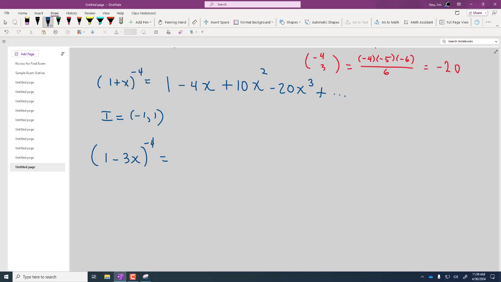We're going to replace all these x's with -3x. So if we replace that x with -3x, up here we're going to end up with 1 plus 12x. And then the -3x goes into the x squared, so we're going to get 90x squared with a 10. And then a 10. 90x squared.